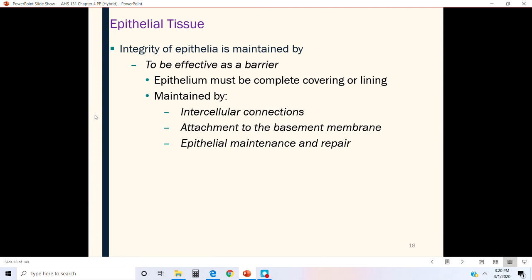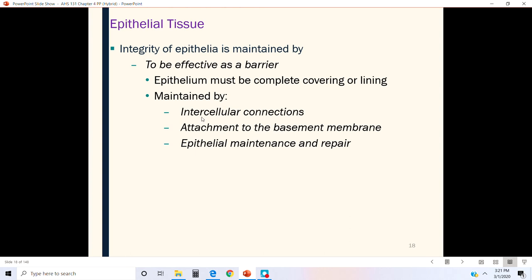Okay, so let's take a look at the integrity of epithelia. Right? In order for epithelium to work, to be a really good barrier, remember we said that was one of the main functions, kind of like a protective barrier, the epithelium must be a complete covering or lining. It needs to be a complete sheet that either covers or lines, right? If we were to have a break in the epithelium, bacteria, let's say, can get into our skin and cause an infection. So there are three things that I'd like to go over for the remaining part of this lesson that maintain the integrity of epithelium.